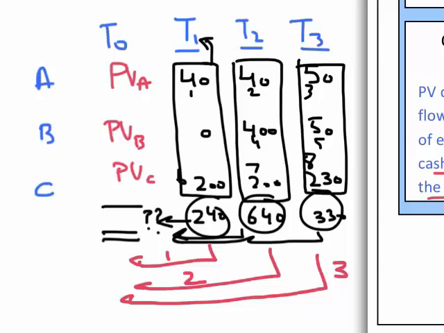So now 330 is the future value. 12 is I. You can store at position number 3, and then you can add all three to get the answer.